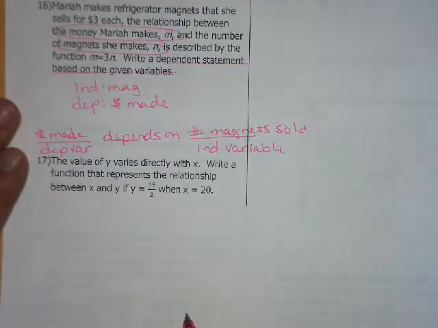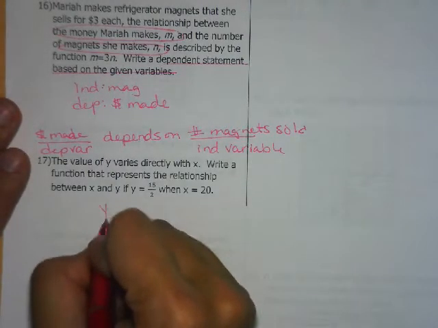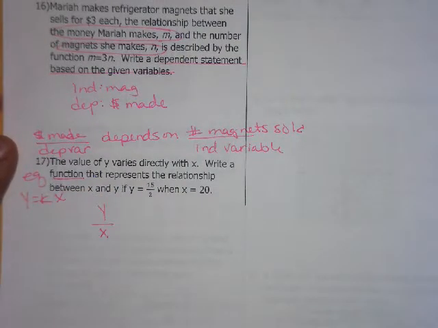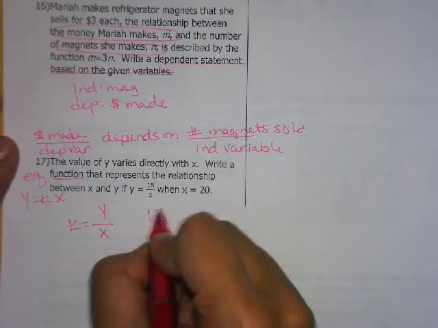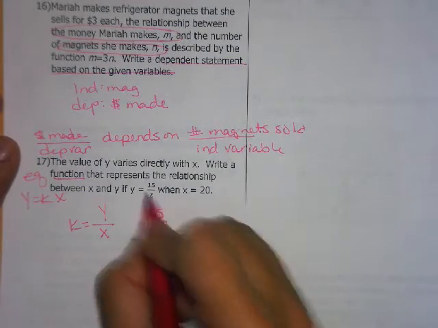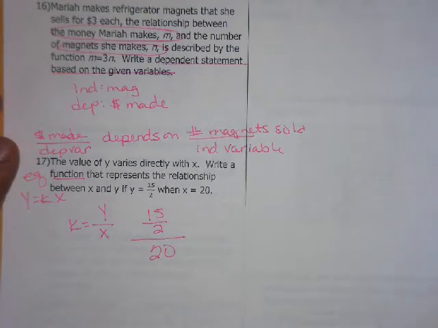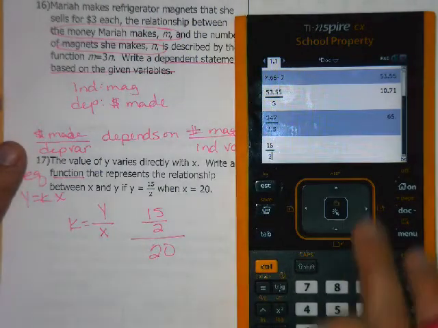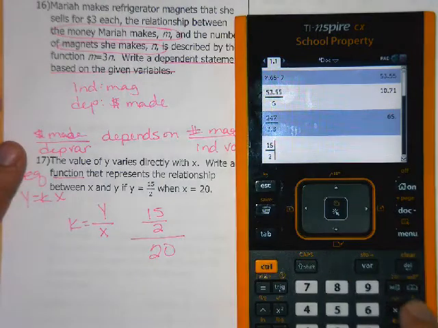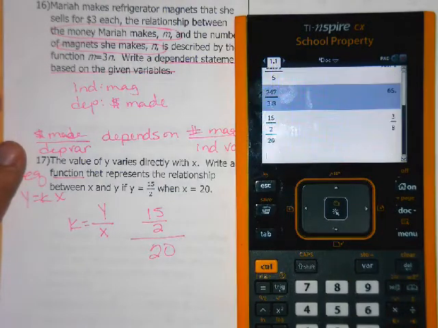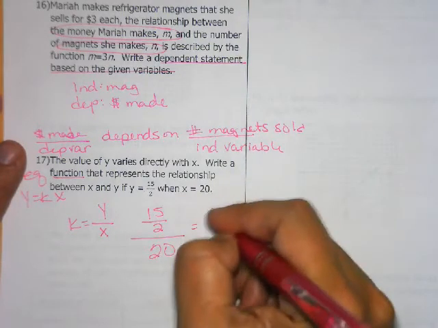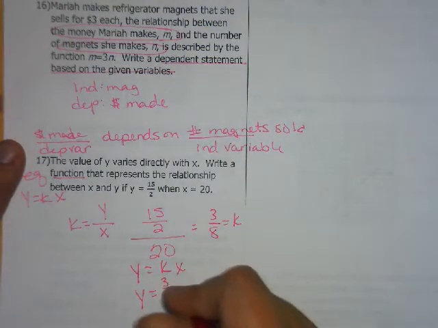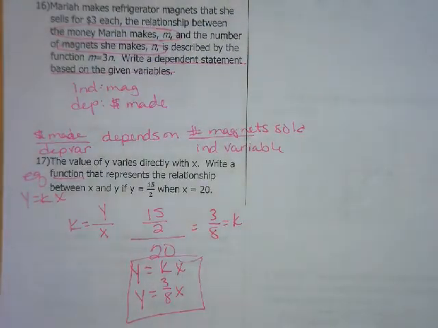Y varies directly with X. Write the function that represents the relationship. Again, a function is an equation, ladies and gentlemen. So we're writing Y equals KX. K is Y over X. Don't overthink this. You have a calculator. 15 over 2 is Y, 20 is X. You can put this in the calculator, ladies and gentlemen. Control divide, 15 over 2, arrow out, divide 20. 3 over 8. That's our K value. So Y equals KX, so Y equals 3 over 8 x.